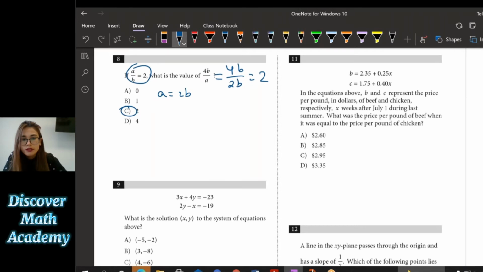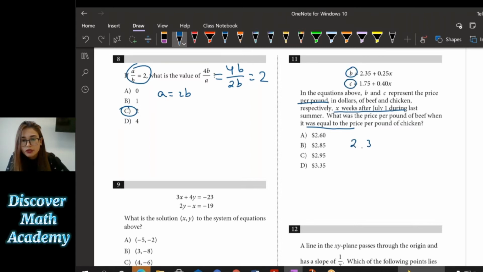Let's look at question 11. In the equation above, B and C represent the price per pound, in dollars, of beef and chicken, respectively, x weeks after July 1 during last summer. What was the price per pound of beef when it was equal to the price per pound of chicken? The price of them is B and C.